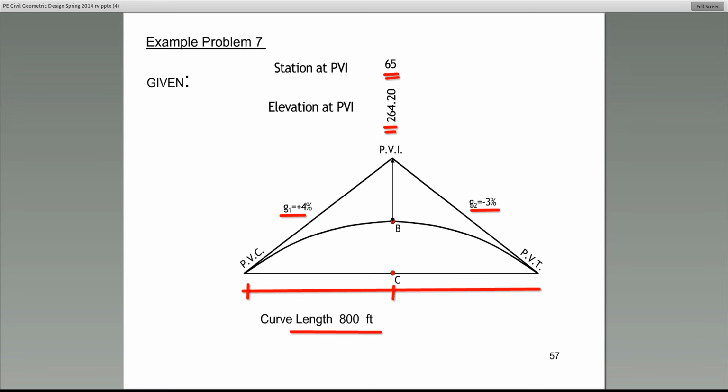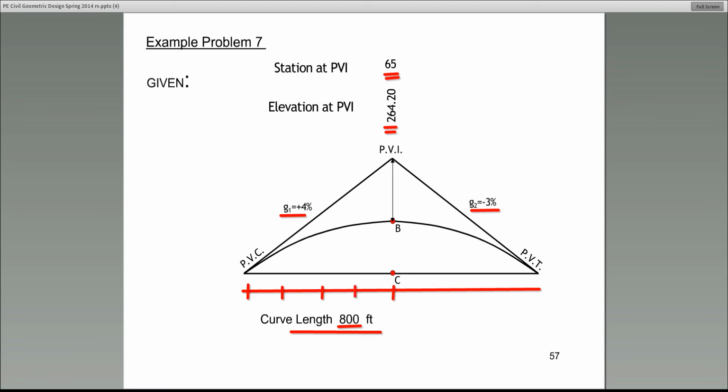If the station at PVI is 65, what is the station at PVC? Well, that is a function of how long the curve is. Everything is symmetrical about this parabolic curve. Amanda is saying 61, and Amanda is correct.